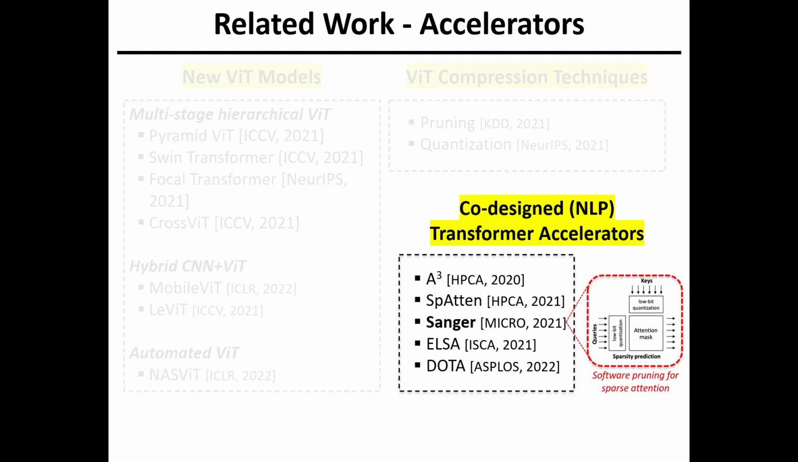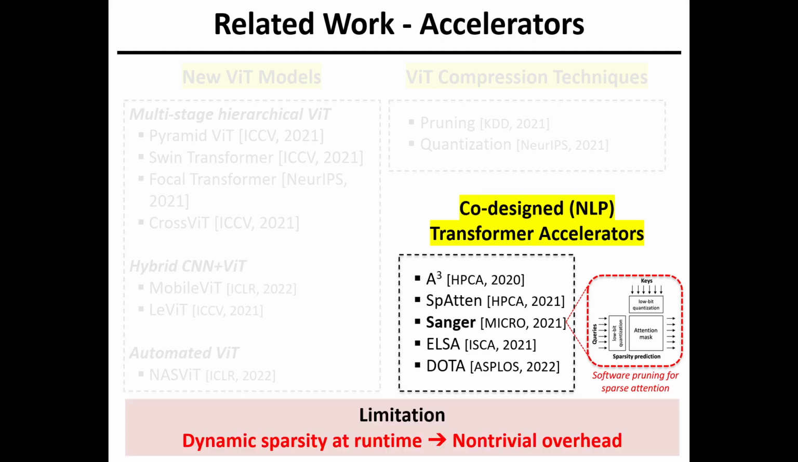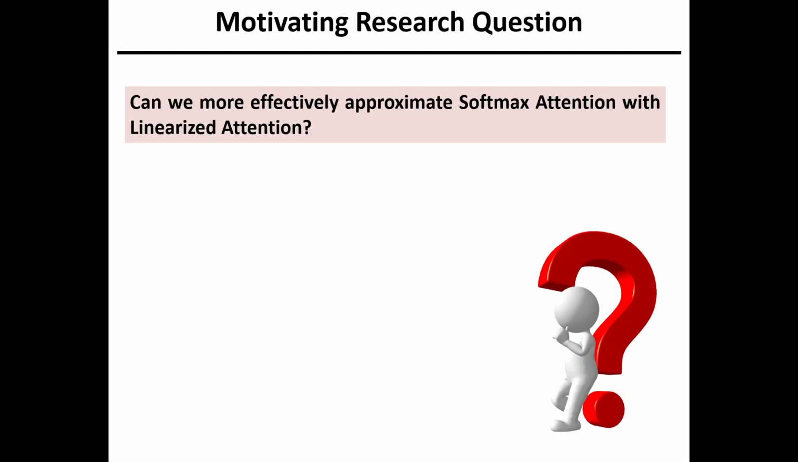In the hardware community, emphasis has been given to language-based transformer accelerators, where the goal is to introduce sparsity in approximating the softmax attention. However, these works rely on dynamic sparsity at runtime that generally leads to non-trivial overhead in hardware design for inference. Moreover, there is a missing gap in the literature for co-designing efficient ViT-based accelerators, where the image data is of fixed size and tends to show spatial and local correlations compared to language data.